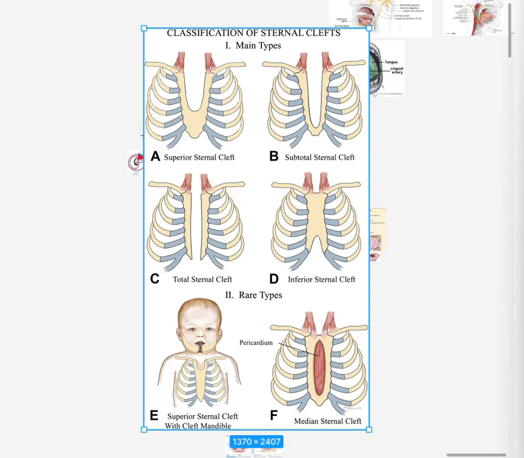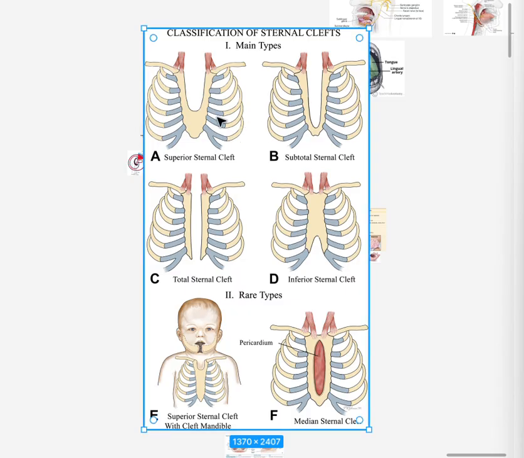During embryological development, the sternum develops from two mesenchymal sternal bars. So there are two mesenchymal sternal bars, and the sternum develops through them. Usually these bars migrate medially and fuse in the midline, and fusion normally occurs craniocaudally during the 6th to 9th week of gestation, but a failure will cause a sternal cleft or agenesis.